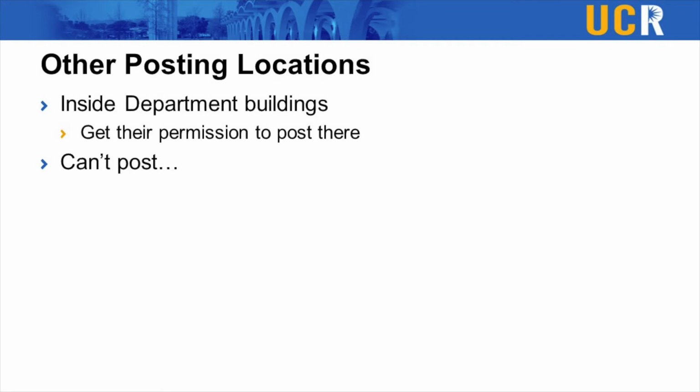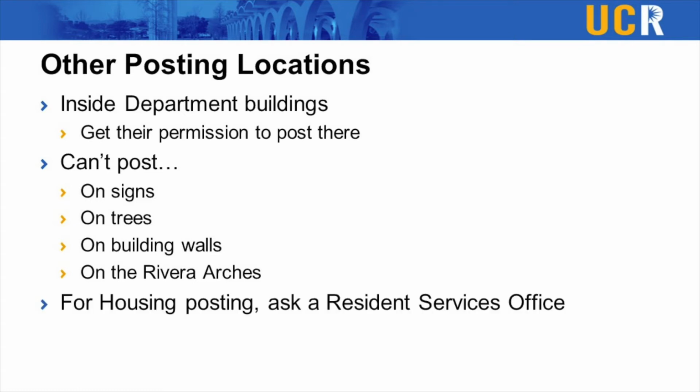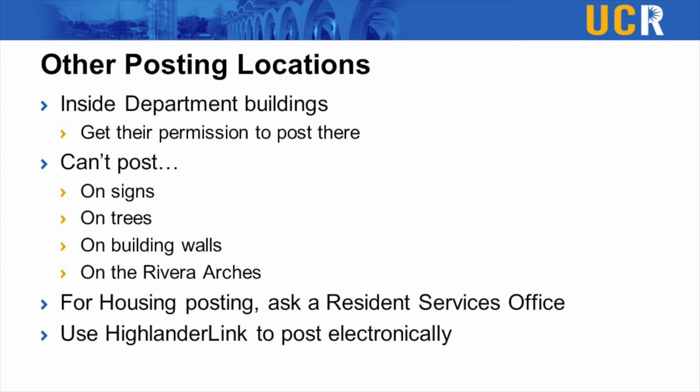In terms of outdoor posting, you can't post on signs, trees, wall spaces, or the Rivera arches. You can only post on approved bulletin boards. If you don't, they'll likely get torn down, and you could potentially go to student conduct for posting in unauthorized locations. If you want to post in housing, consult one of the Residence Life offices or the RSOs to ask about how to do that. Remember that you can also post electronically on the Highlander Link bulletin board as well.